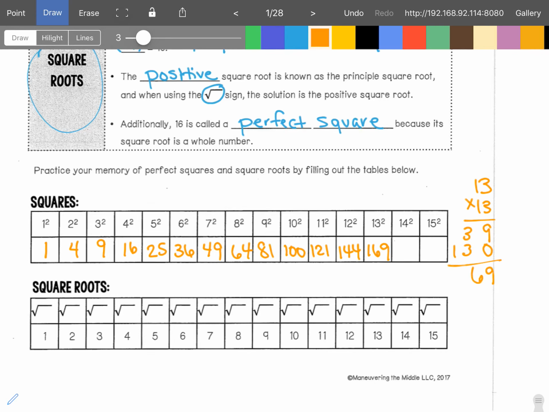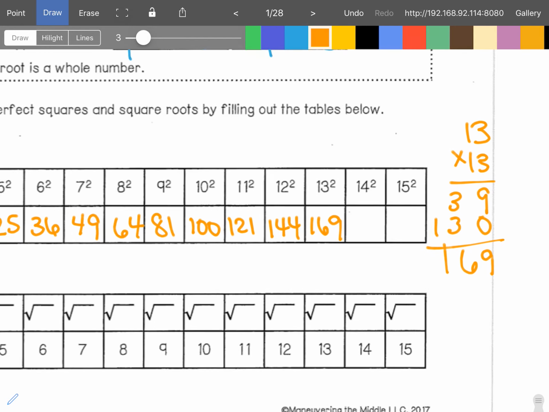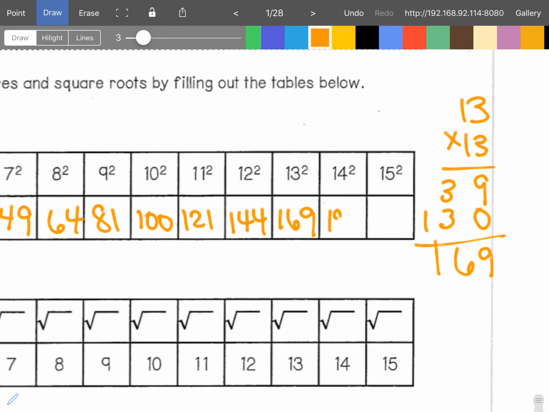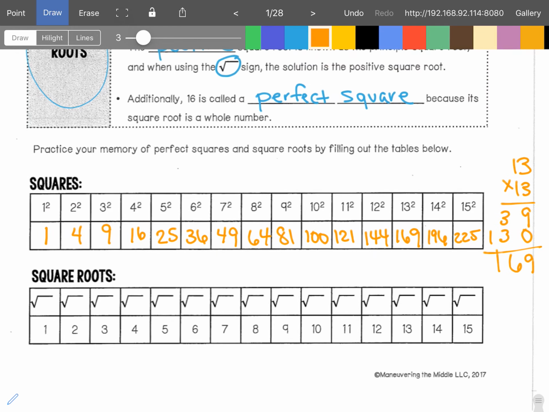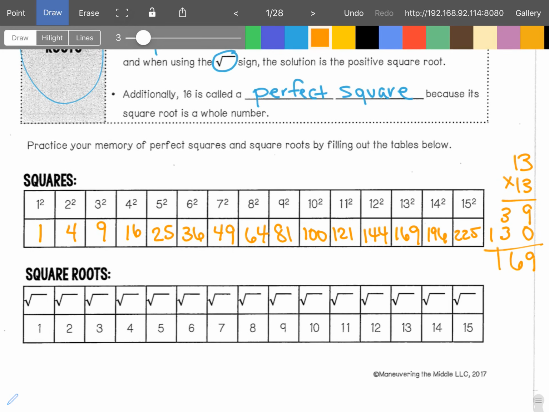And add straight down, okay? But I'm going to go ahead and help you with the 14 squared. 14 times 14 is going to be 196, and 15 times 15 is 225. All right.